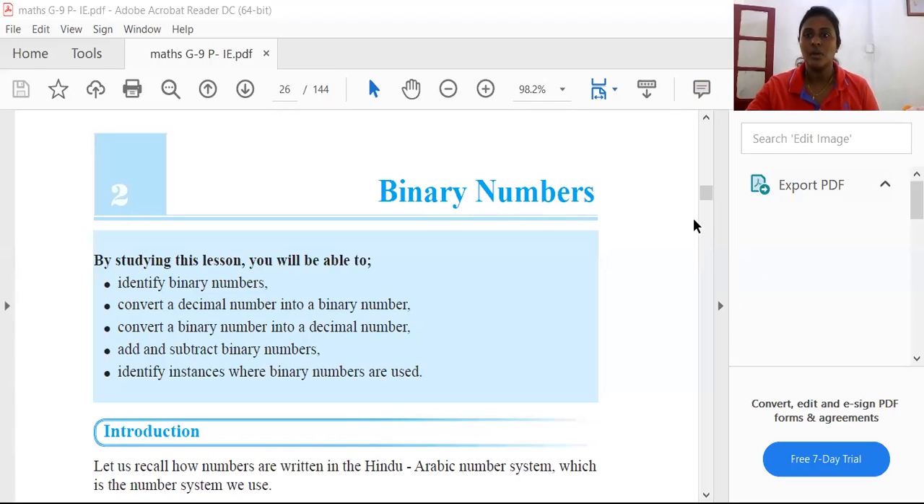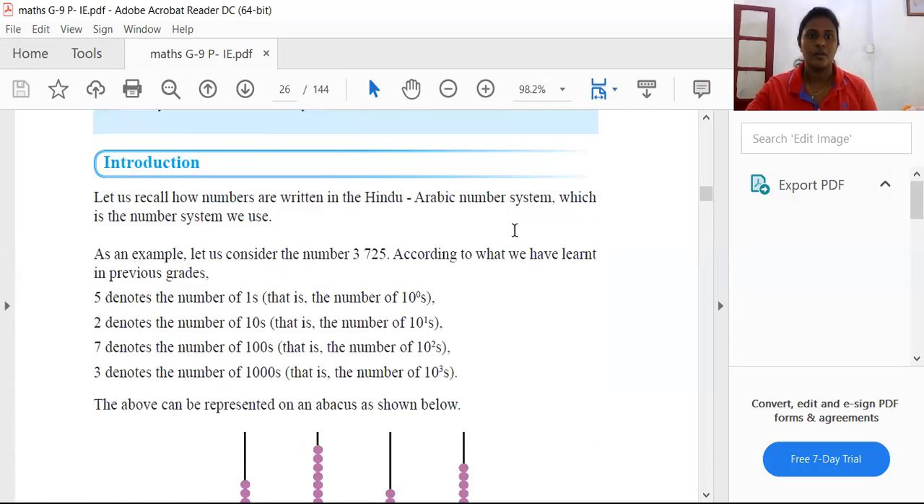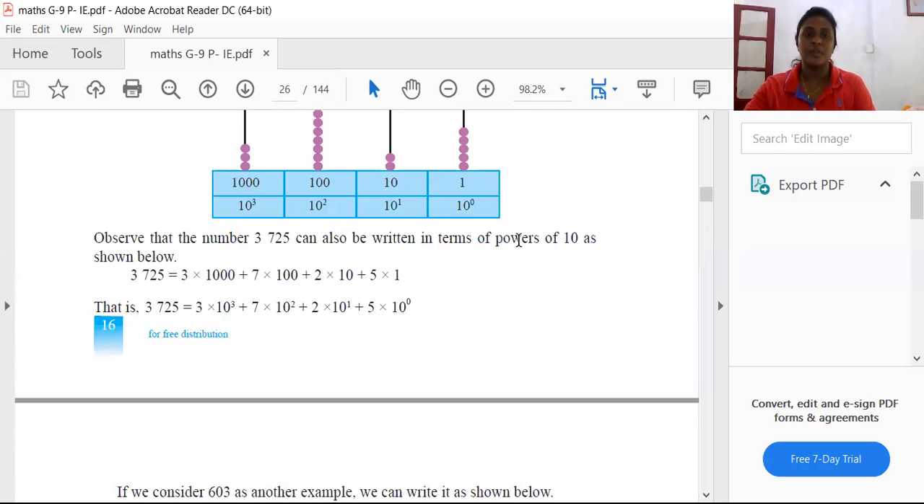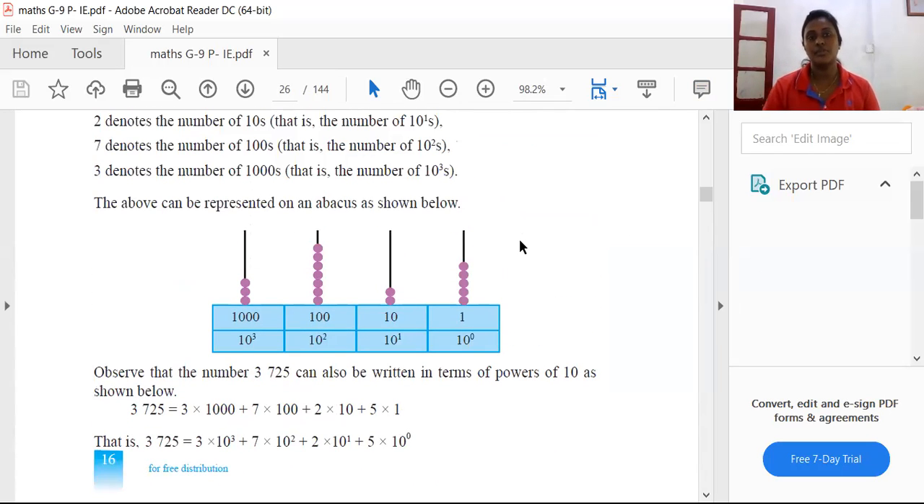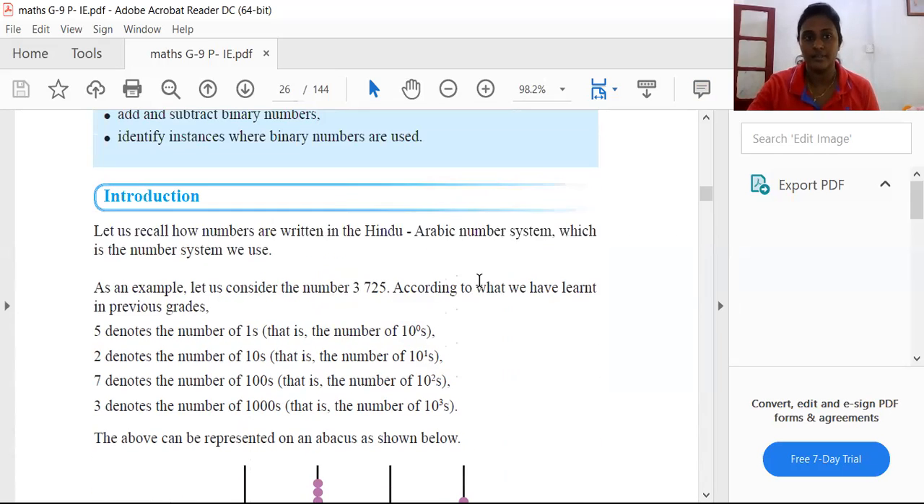Take your text page number 16, lesson 2, binary numbers. Recall what you have learned in previous grades about numbers, because this binary numbers lesson is new for you. So you have to learn this very well. Binary numbers means base 2 numbers.